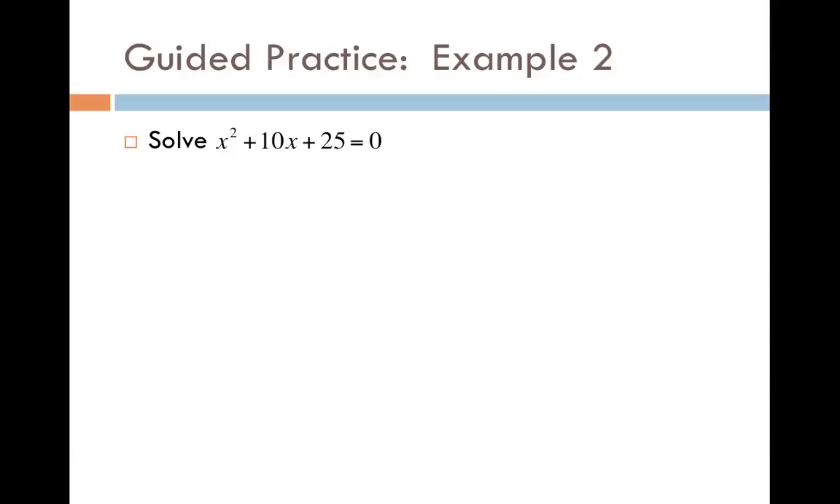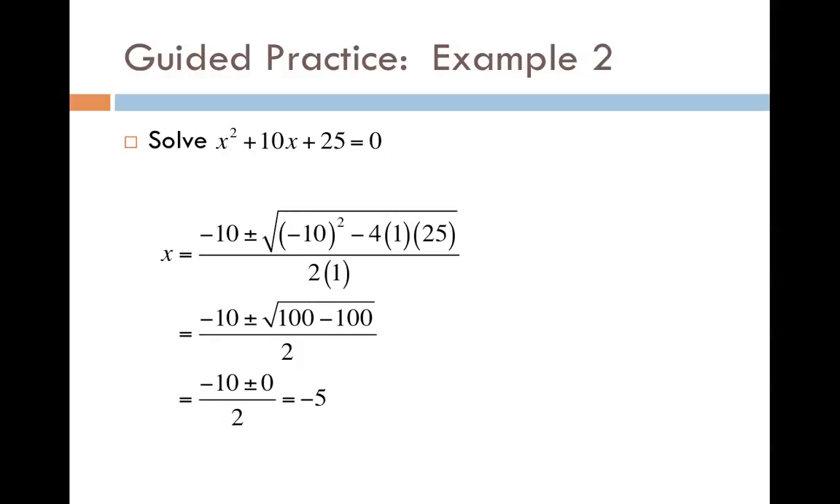Okay, so your turn. See what happens when you try to solve x squared plus 10x plus 25 equal to 0. Again, pause the video for a moment and come back when you're ready to check. All right, so our A is 1, our B is 10, and our C is 25 in this case. So when we substitute our numbers into the formula, you can again see how our discriminant ended up giving us 0. So when we work it out, negative 10 plus or minus 0 divided by 2 ends up just giving us a negative 5 for an answer.